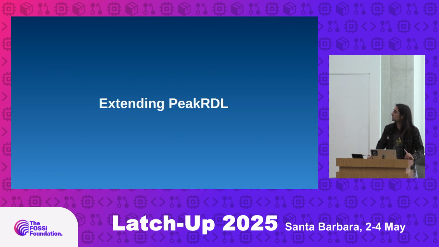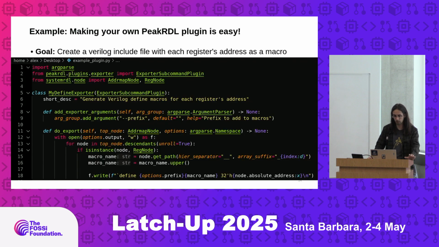I want to take a minute and actually show how you extend PeakRDL, because I think that's the thing that I really am proud of in this toolchain. It's really easy to go and just say, hey, I have this really weird thing that I need to generate. How do I do that? So this is how you can do that. In Python, you basically extend a class to an exporter plugin. We give it a short description. On line 9, we add an argument, say we want to do a prefix.